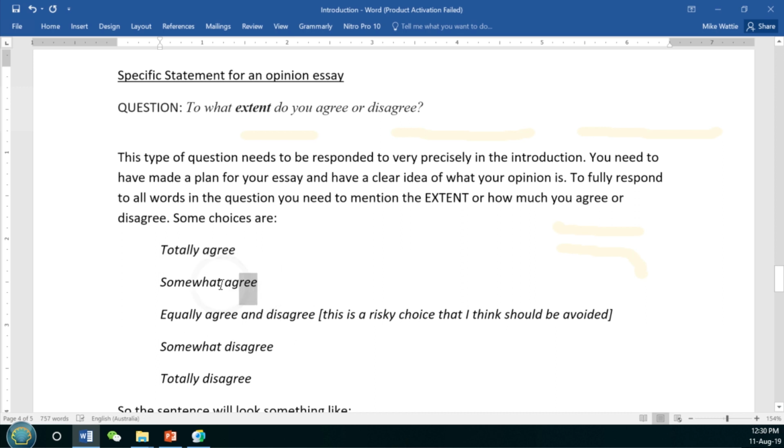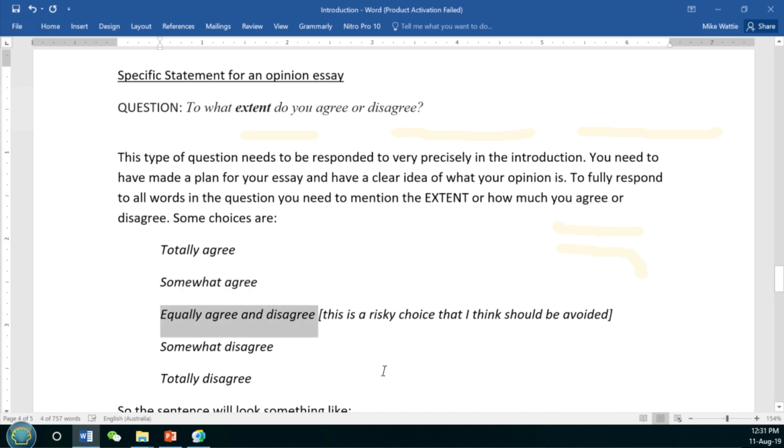If you agree but you want to have a concession or some aspect that you disagree on, then you can choose this. You can say that you somewhat agree, and this means most of the essay is going to be about agreeing, but you think there's some instance or special circumstance where you disagree, where you perhaps think that teachers could be replaced, like for instance in remote communities or something like that.